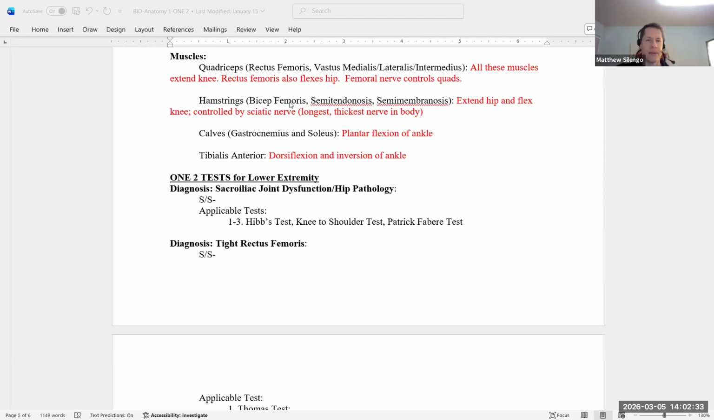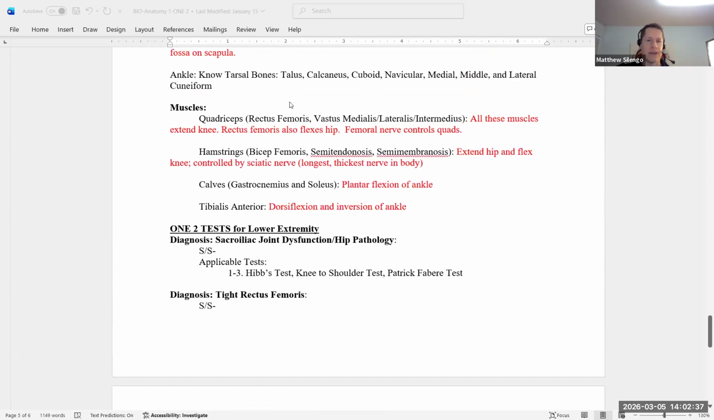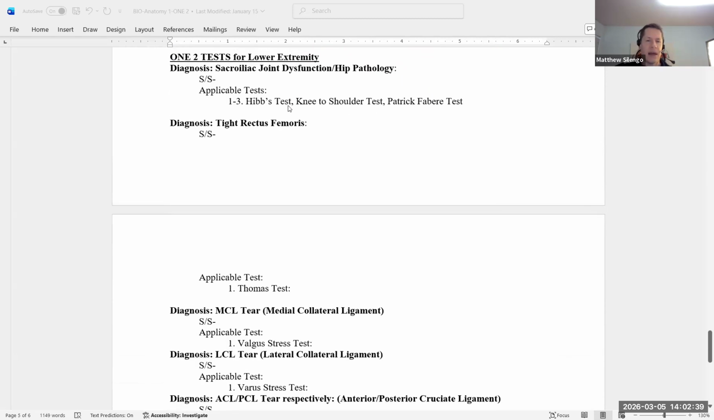Right. So these are some of the key muscles here, muscles, bones. And then we have a few orthopedic tests, a few O&E2 tests that we'll talk about.